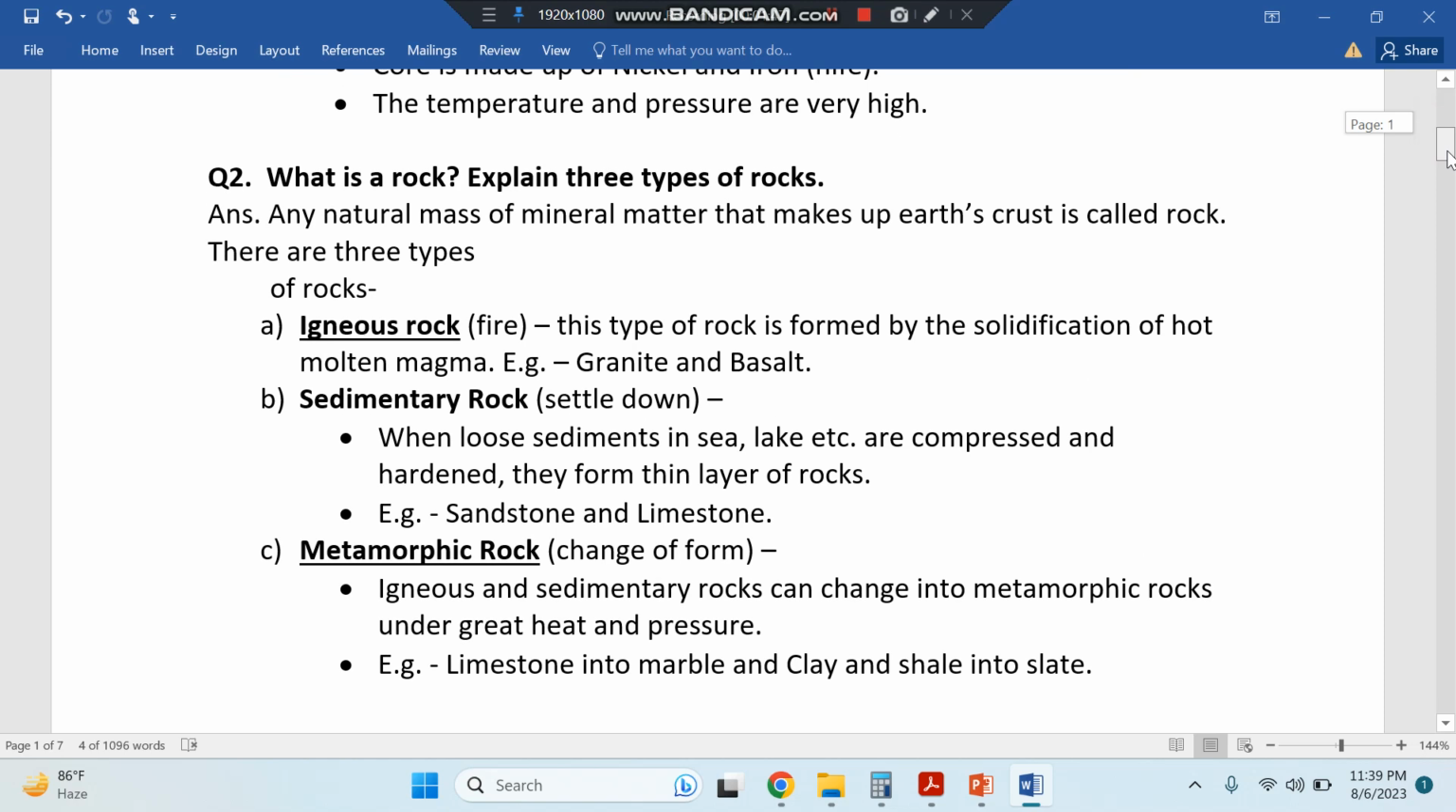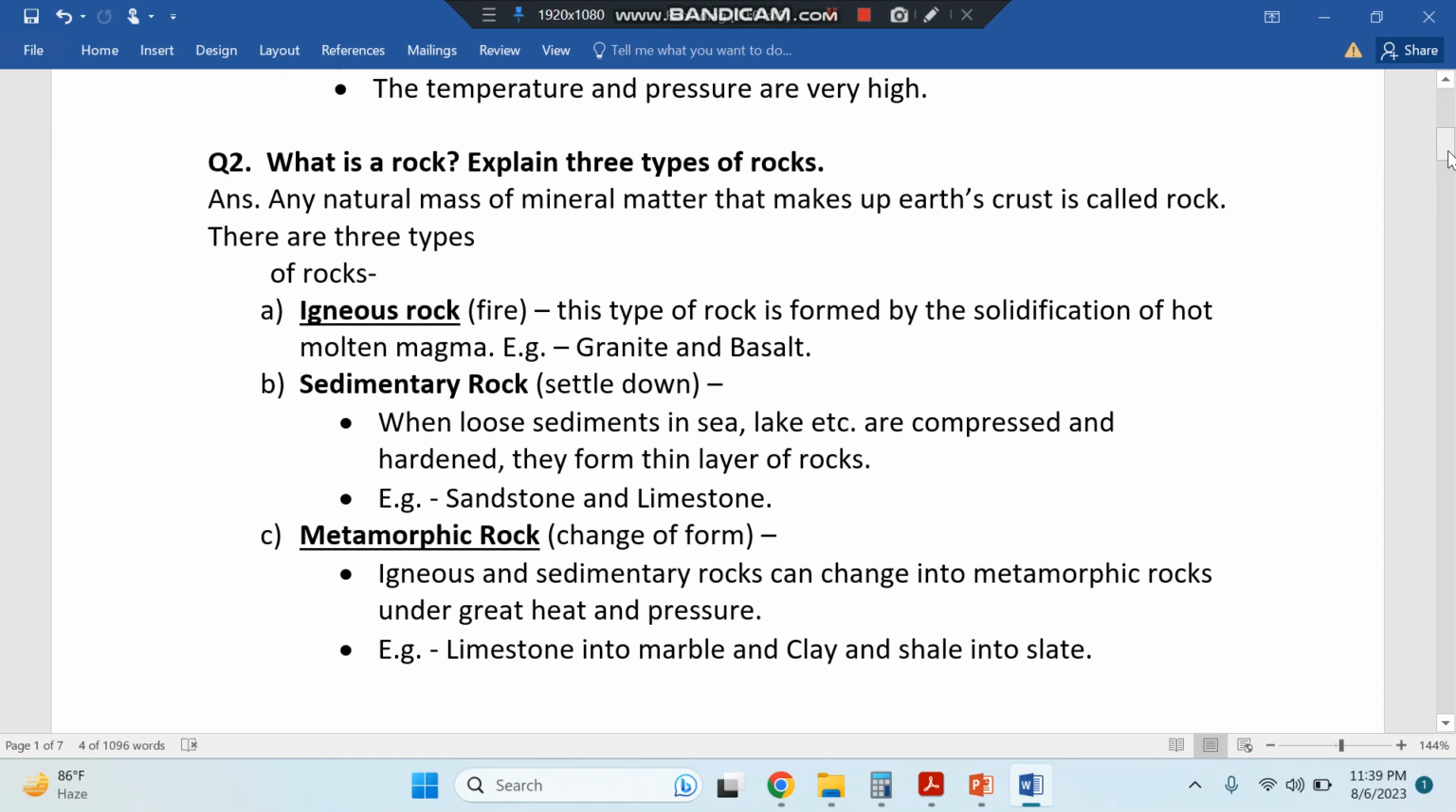Then what is a rock? Explain three types of rocks. Again, it is a long answer question, but you can get a question on any one of the individual rocks as well. Igneous rock is formed by solidification of hot molten magma. When magma comes out, we call it lava, and it solidifies, so it is called igneous rock.